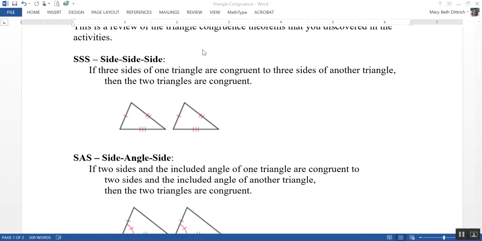It says that if three sides of one triangle are congruent to three sides of another triangle, then the two triangles are congruent. Recall that congruent means that they have exactly the same size and shape. And here's an example of that with a picture.